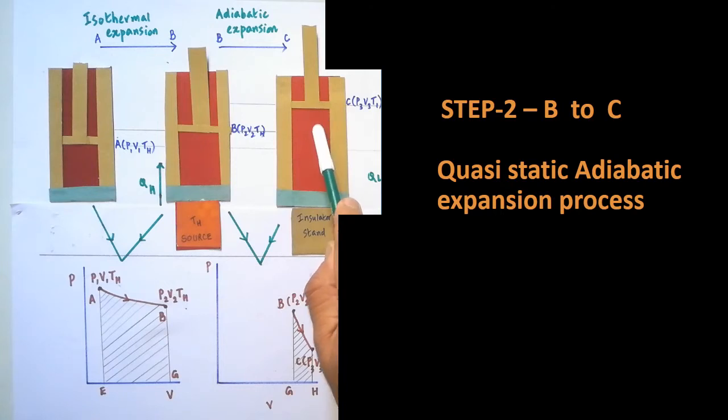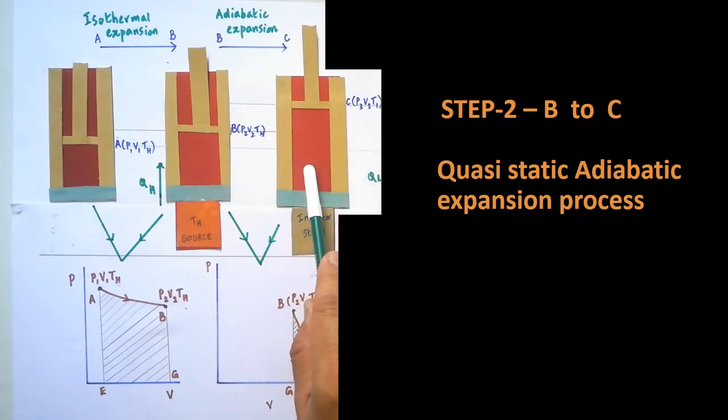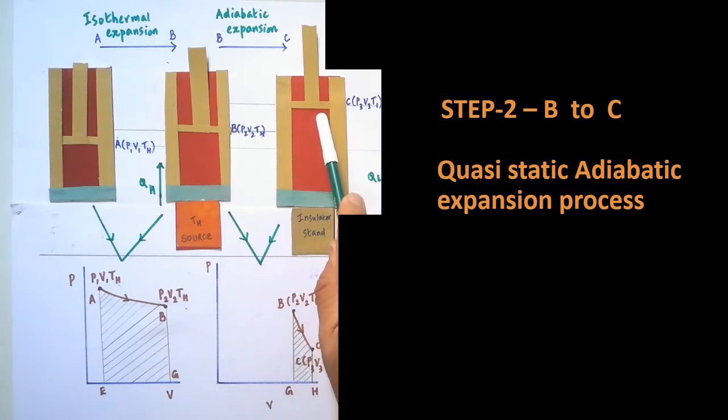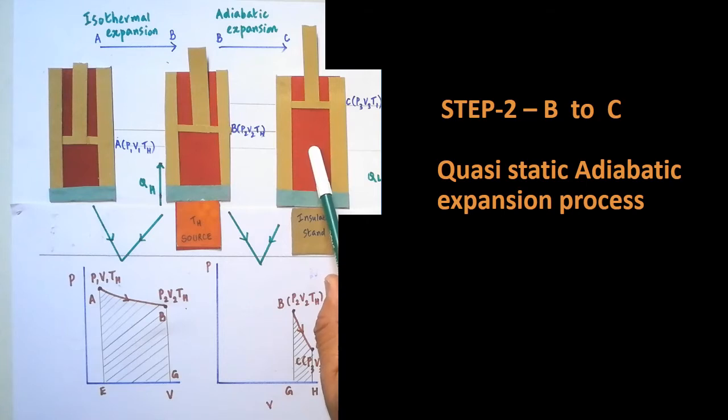Here volume increases, pressure decreases. Since volume increases and pressure decreases, temperature decreases. Temperature decreases from TH to T1. So it attains a new temperature. That's why this is called the adiabatic expansion process. So what is the new position of the piston? C. Now here work is done by the gas.